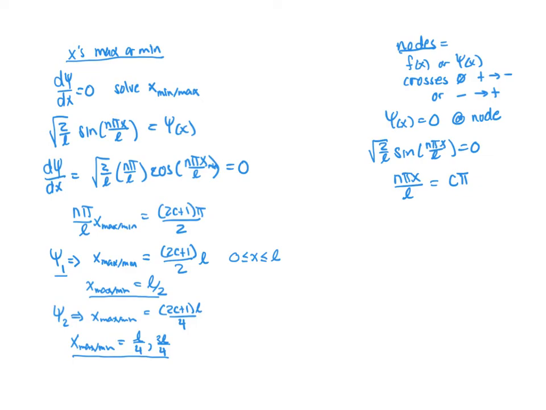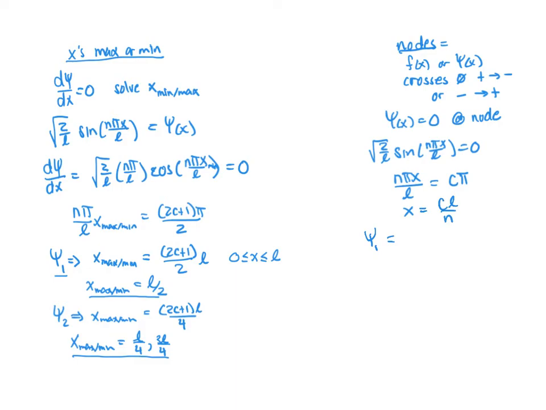And so if I solve for the x for the nodes here, again, my factors of pi are going to divide out, and x is going to be equal to CL divided by n. So for my nodes of any given wave function, it's going to be some integer value of L divided by n, where n is the quantum number that describes that particular wave function.